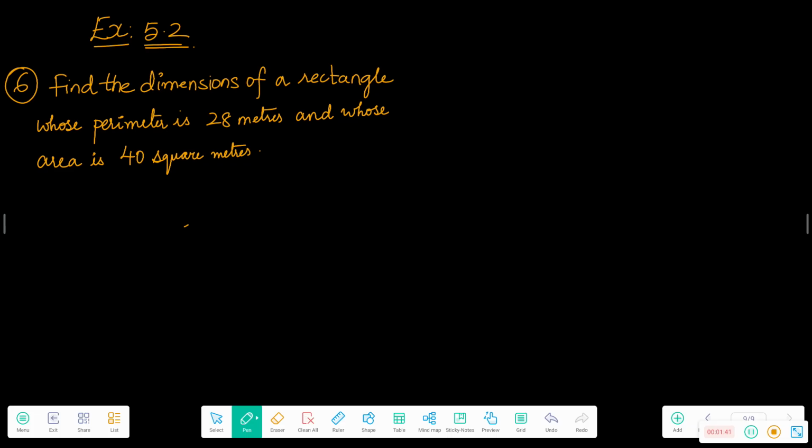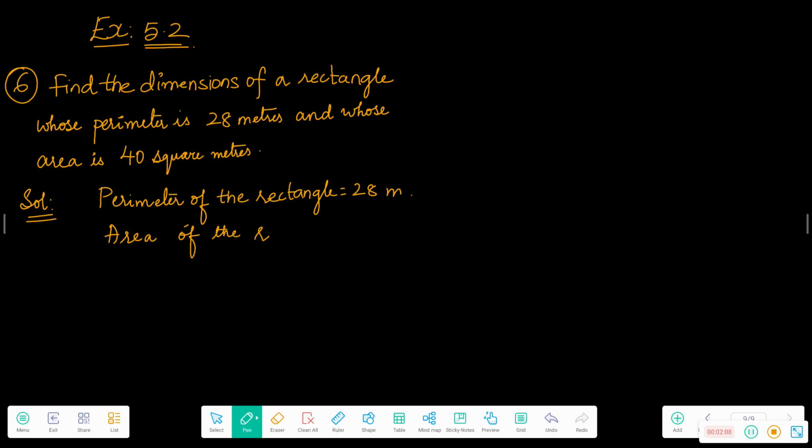So here we need to find the dimensions of a rectangle. Dimensions are nothing but the length and breadth we are going to find out. According to what is given, the perimeter of the rectangle is given as 28 meters and the area of the rectangle is given as 40 square meters.